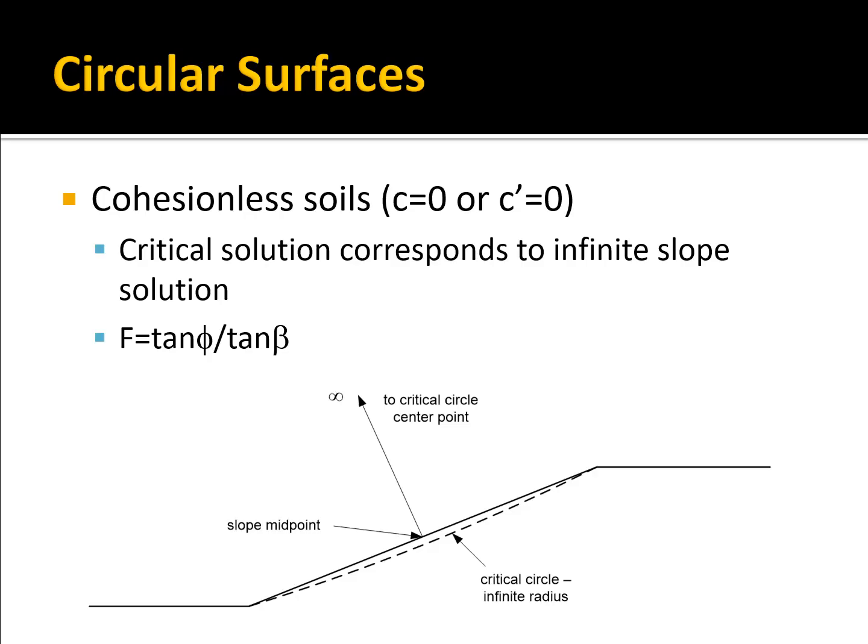The fact of the matter is, if you have a simple slope like this and the cohesion is 0, there's no point whatsoever in setting up UTexas and running a full-blown limit equilibrium slope stability analysis. You can just do it in the calculator. It's tan phi over tan beta. Okay.